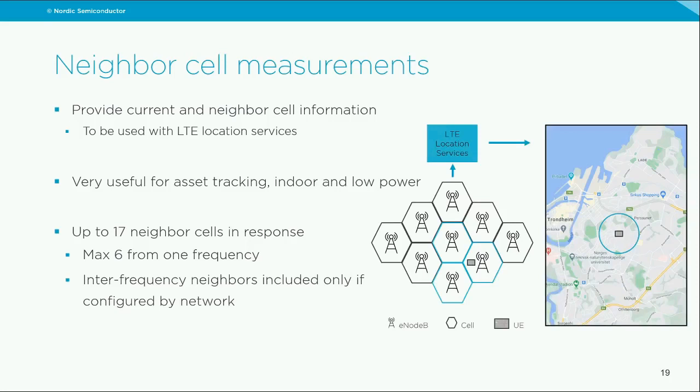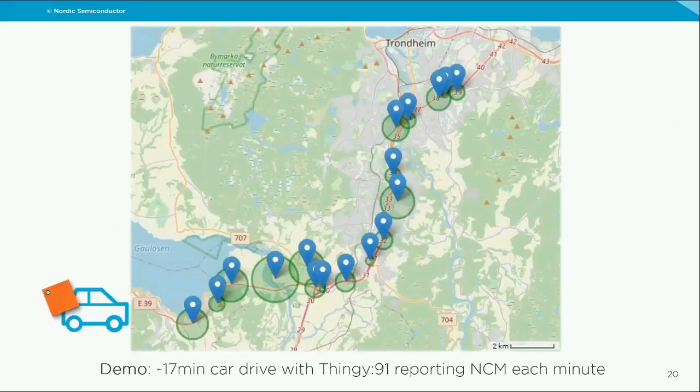one frequency. And if the network supports this, you also get the inter-frequency neighbors included if that's configured by the network. So we can see that there are some different networks that support different things, so some features need to be tested in field to make sure that it's working okay. But here is a demonstration of how this can look.